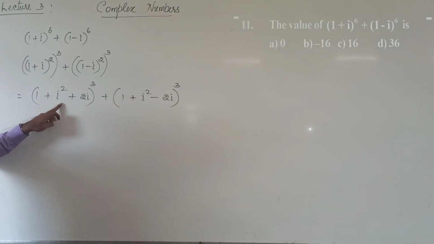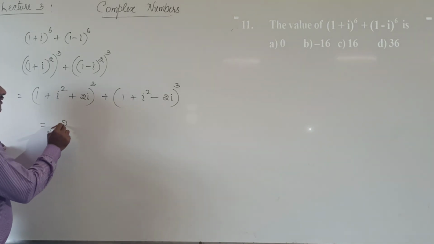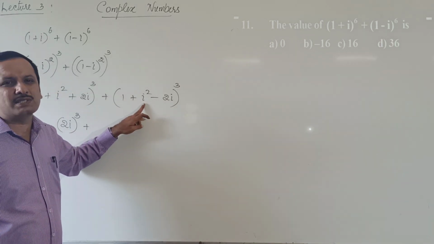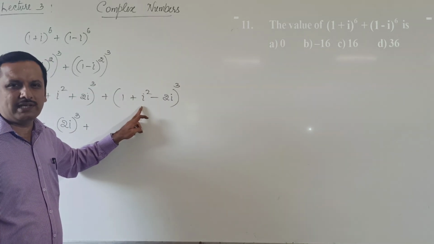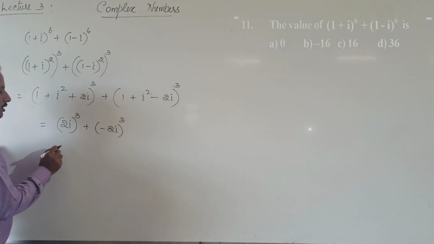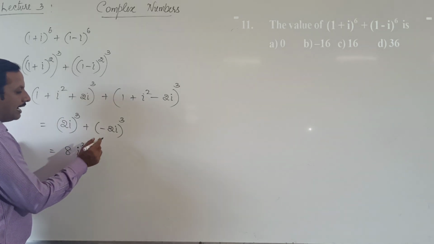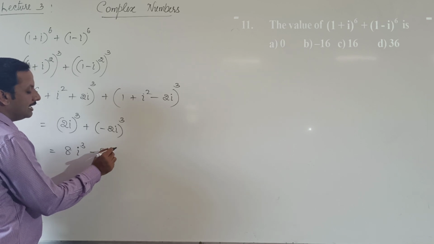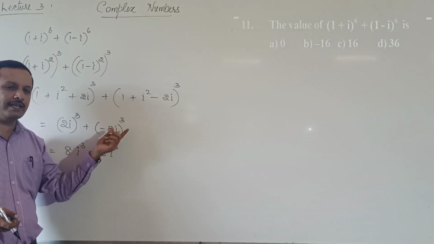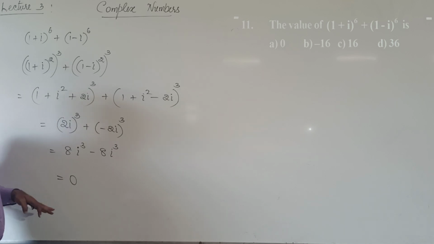Okay. i^2, what is the value of i^2? Minus 1. 1 and minus 1 get cancelled. So we will have (2i)^3, plus here i^2 is minus 1, 1 and minus 1 get cancelled, minus (2i)^3. Okay. So I can write this as 2^3 into i^3, that means 8 into i^3, and here it will become minus 8 into i^3. Minus 2 whole cube, that is minus 8i^3. 8i^3 minus 8i^3 gets cancelled. So the answer is 0.